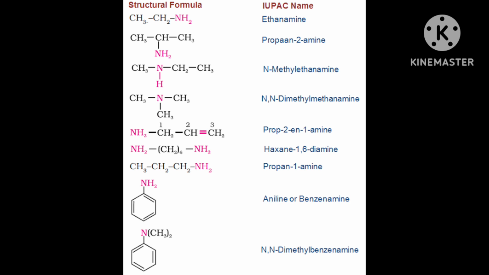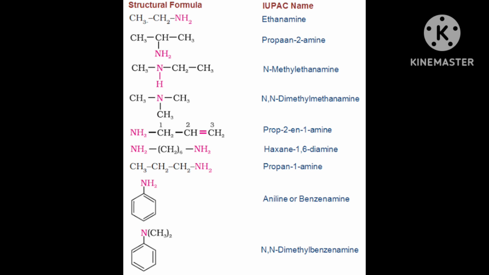Aniline, I have already discussed, the common name and IUPAC name are the same. But if we want to tell another IUPAC name, then the other name is benzenamine. You write the benzene completely, benzene, and amine, you have written benzenamine. That is another name of aniline.